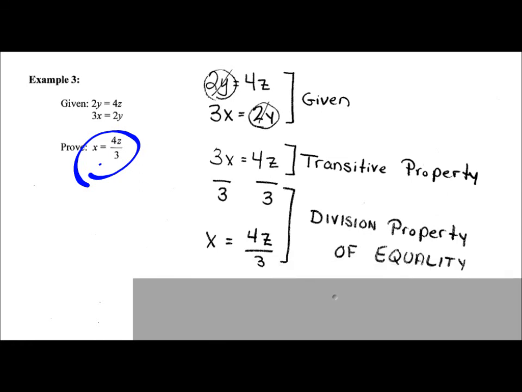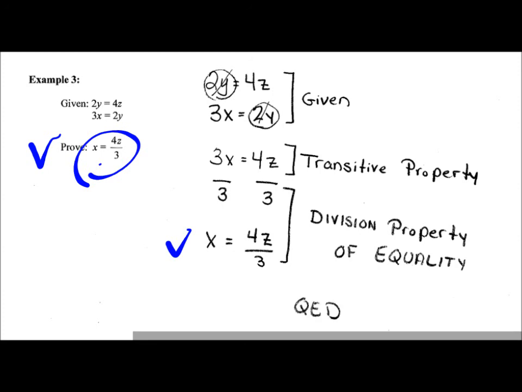When I divide both sides by the same thing, it's the division property of equality. And that leaves me with x equals 4z over 3. That's exactly where I want to be, and I've shown what I want to do. My proof is done. I simply state QED to show that I've demonstrated what they wanted me to. That's how you use the transitive property in a proof.